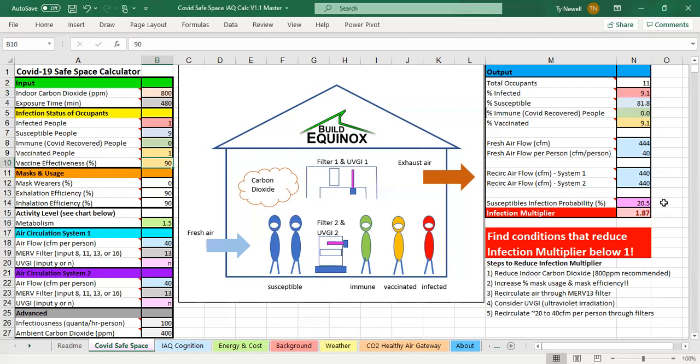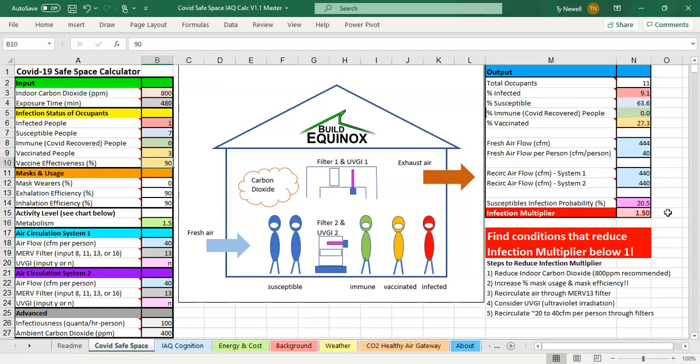If you're one of that group of 9 that's still susceptible and an infectious person walks into that space, you're just as likely to get infected, about a 20% chance of you becoming infected during that 8-hour period, as you were when everybody was susceptible. Now let's say there's only 7 people susceptible, and now we have 3 people that have been vaccinated.